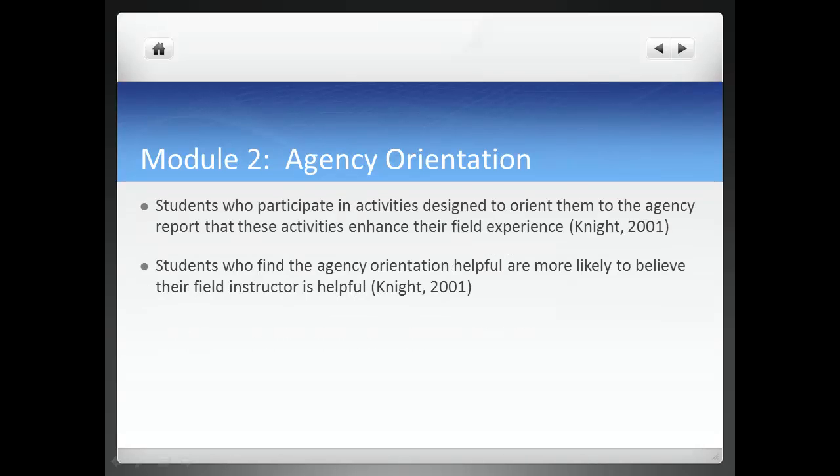Students who participate in activities designed to orient them to the agency report that these activities really do enhance their field experience. Also, students who find the agency orientation helpful are more likely to believe that their field instructor is also helpful.